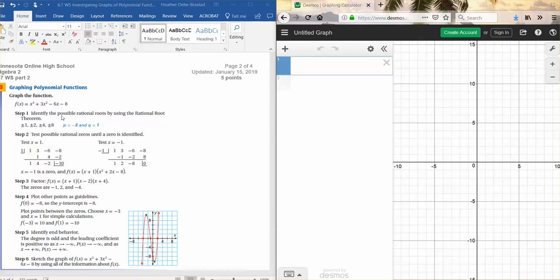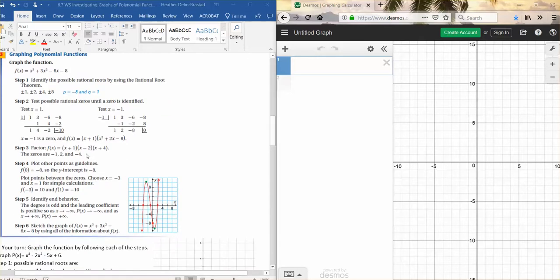So the first step is to figure out what the possible rational roots are, and you do that by multiplying the first and the last and taking all the factors of that. And then we use synthetic division to find at least one root. And when you find that one, then we use that to start factoring. This is all a review from other things that we've been doing in this chapter.